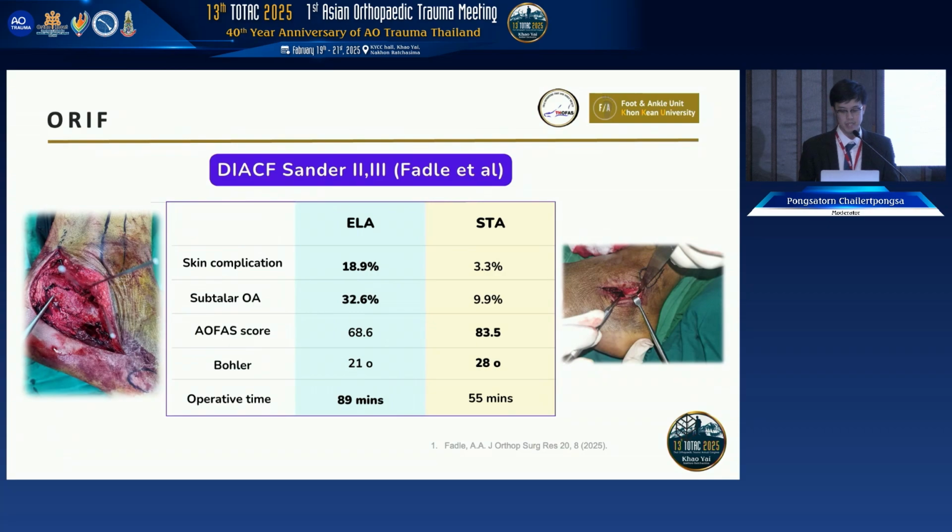Let's see updated evidence about calcaneal ORIF. This is a recent randomized controlled trial comparing the lateral extensile approach and the sinus tarsi approach for Sanders type 2 and 3. This study showed less complication, less subtalar osteoarthritis, and shorter operative time with the sinus tarsi approach. Moreover, it had better functional and radiographic outcomes than the lateral extensile approach. This study agreed with the recent meta-analysis. So the sinus tarsi approach has become the new gold standard for calcaneal ORIF.